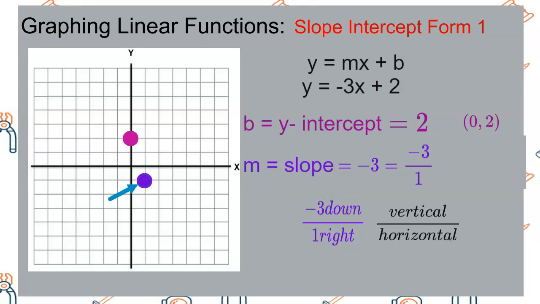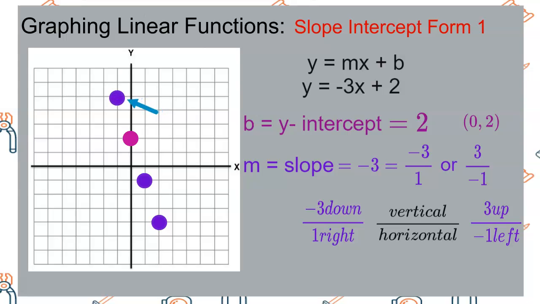Once again, we can go 3 down from this point, and we can go 1 right again, and this would be the next point in this line. Next, we can switch the slope and also find another point on this line. So instead of having negative 3 over positive 1, we can switch it and have positive 3 over negative 1. So now we'll go back to our y-intercept, and positive 3 tells us we go up 3, and negative 1 on the bottom tells us we go left 1. So this would be our next point.